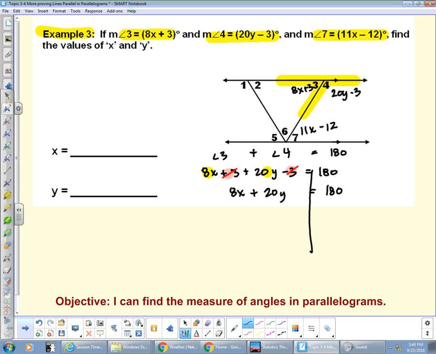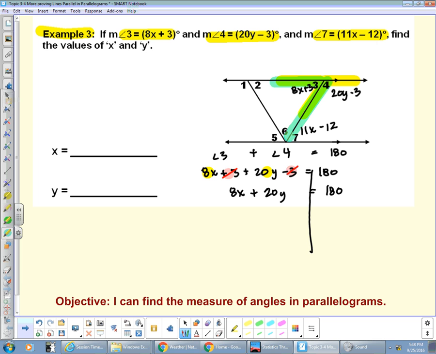Okay. Now the problem is I can't solve that yet. I can't solve a single equation that has two different variables. All right. If I had another equation that had x and y, I could do a system of equations and solve it for x and y. But to be honest with you, that would be just a little bit too much work. So what I'm going to do is I'm going to look at angle 3.